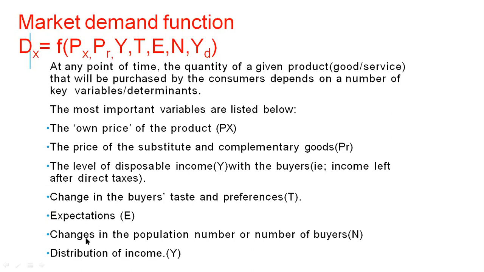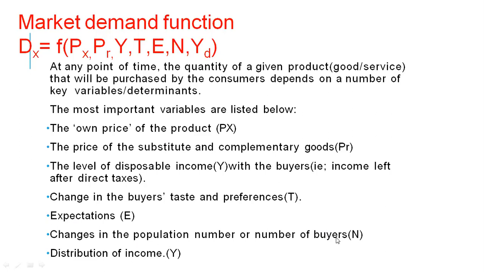That means change in the population number or the number of buyers, which is denoted by N, and Y is nothing but the income of the population. So that is distribution of income. All these points are exactly the same as I explained in the individual demand function. The new thing in the market demand function is N, which is nothing but change in the population number or the number of buyers.